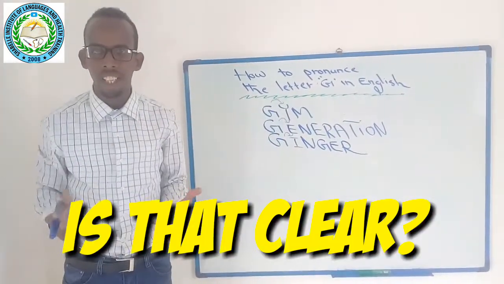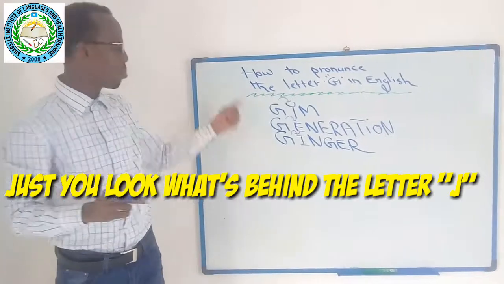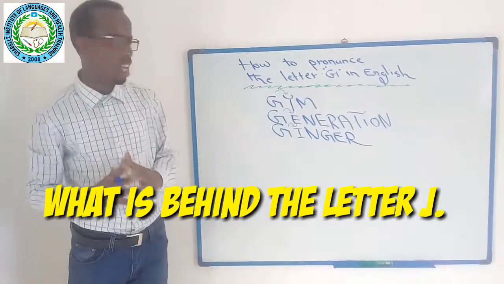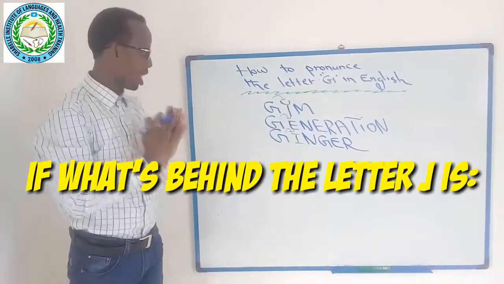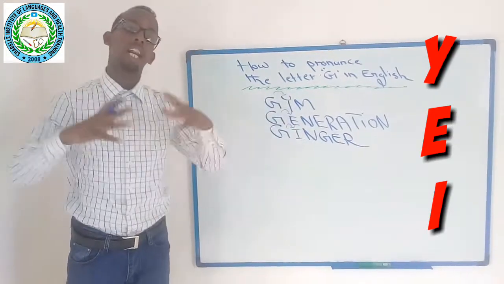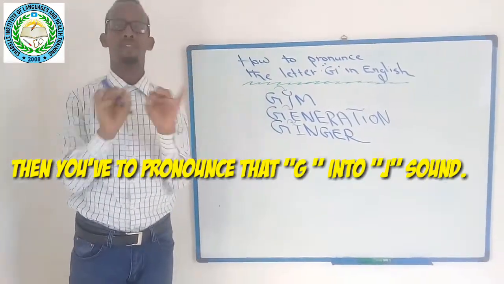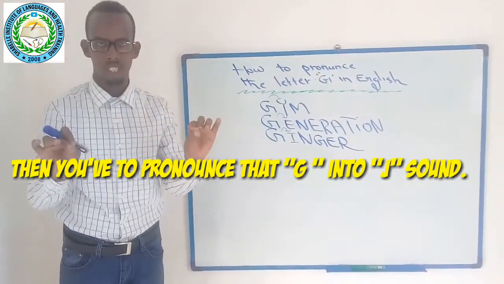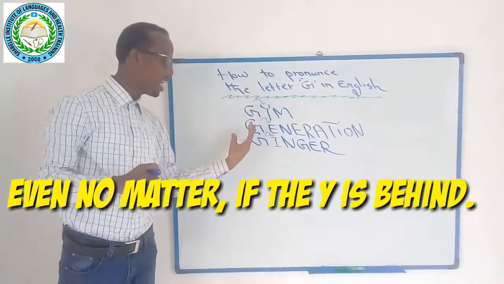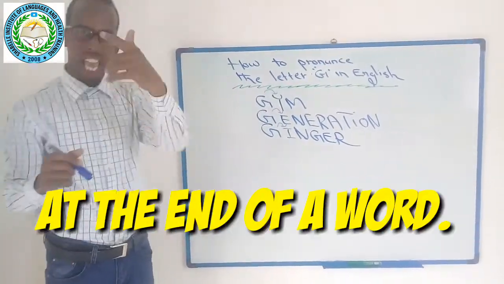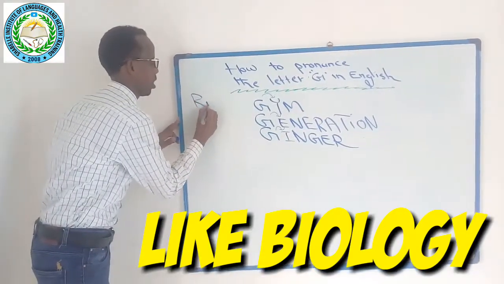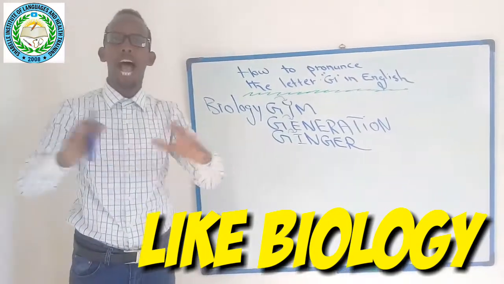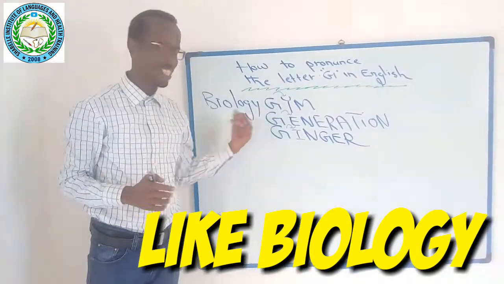Is that clear? Just look at what's behind the letter G. If what's behind the letter G is Y, E, or I, then you pronounce that G as a J sound, even if the Y is at the end of the word, like biology.